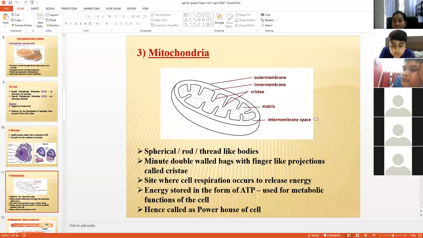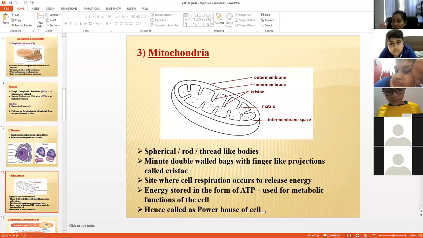Between the outer and the inner membrane, there is something which is called an intermembrane space, right? And children, why is the mitochondria very important? Because it is the site where actual respiration takes place. If you remember the equation of respiration, what happens in respiration, students? Glucose is broken down into ATP. And because of ATP, what happens? You get energy. So where does this happen? This happens in the mitochondria. And it is because of this that it is called the powerhouse of the cell.